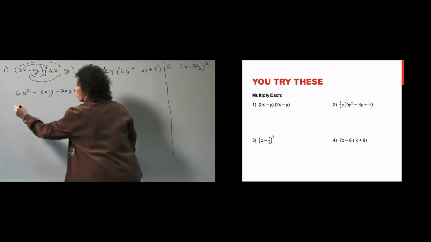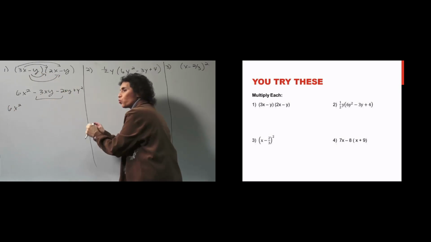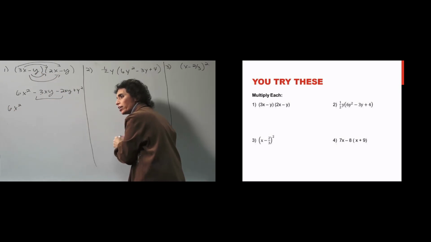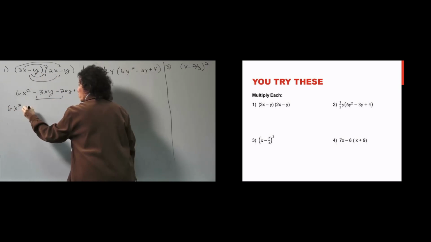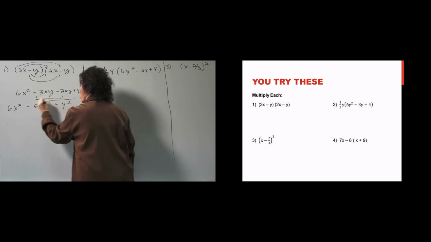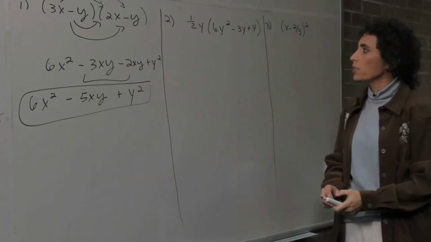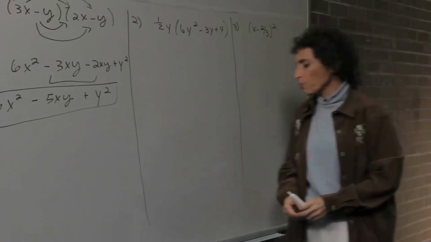So I have 6x squared, combining like terms. I owe you 3xy's. I owe you 2xy's. They are like terms. So I owe you 5xy's. Plus y squared. Y squared has no friends. I am done. Awesome. Okay, let's talk about this.